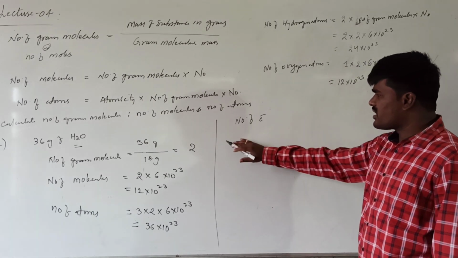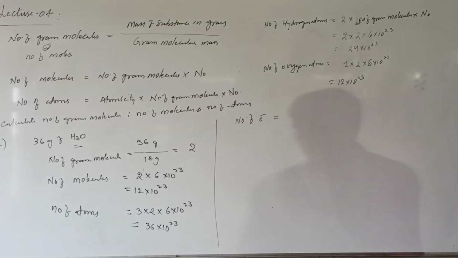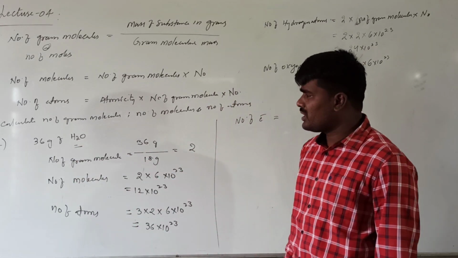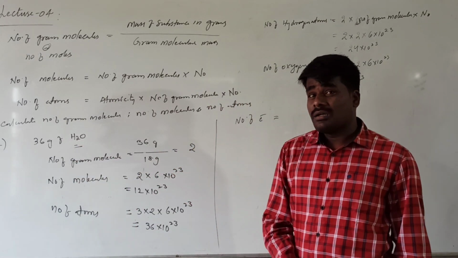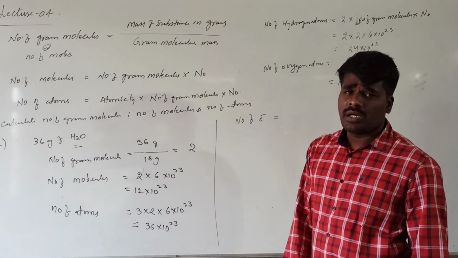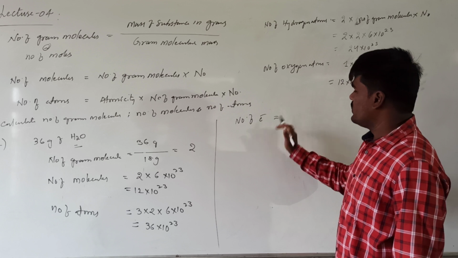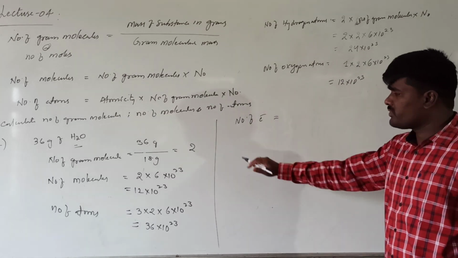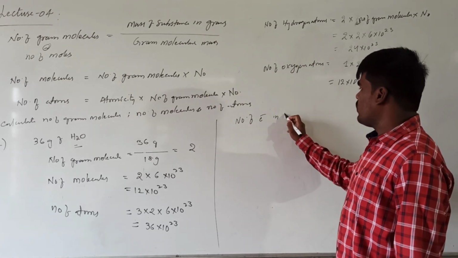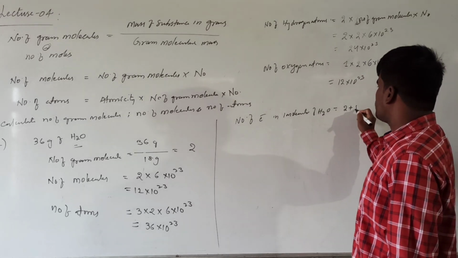To find the number of electrons in 36 grams of water, first of all you should know how many electrons are there in one molecule of water. See, 2 hydrogen atoms and 1 oxygen atom. We know that 1 oxygen atom has how many electrons? Its atomic number is 8. And 1 hydrogen atom contains 1 electron, and there are 2 hydrogen atoms. So the number of electrons in one molecule of water is 2 plus 8, which is 10.